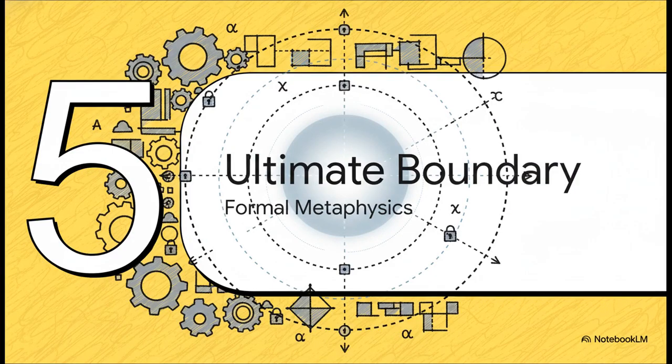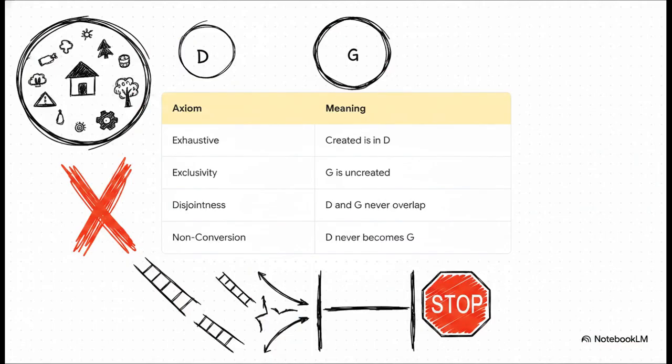Finally, Section 5, the ultimate boundary statement. Let's formalize the metaphysics. Now, what's really interesting about this slide is that the ADI framework doesn't leave these boundaries vague at all. It locks them in with some incredibly strict philosophical axioms. Exhaustive inclusion and divine exclusivity guarantee that literally everything is sorted purely by created versus uncreated. Domain disjointness ensures D and G never, ever overlap.